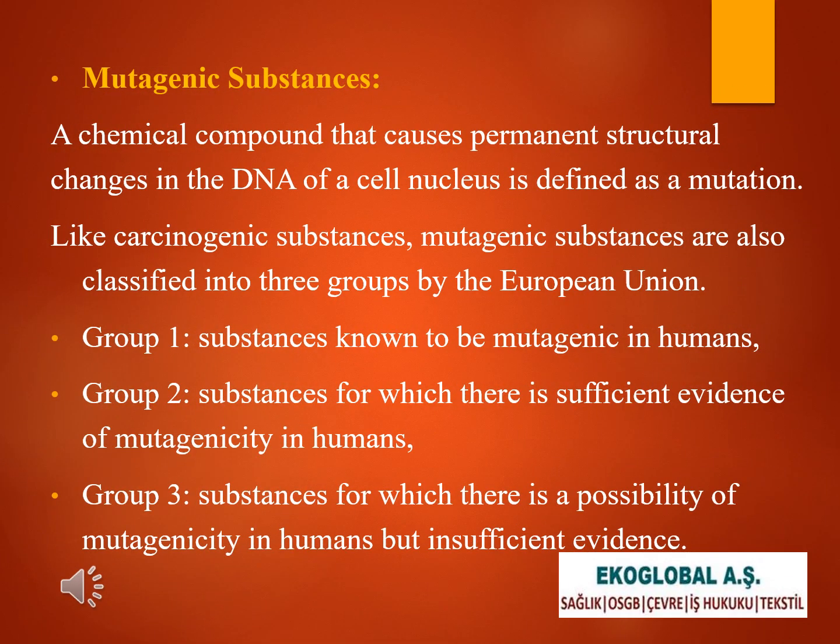Mutagenic substances. A chemical compound that causes permanent structural changes in the DNA of a cell nucleus is defined as a mutation. Like carcinogenic substances, mutagenic substances are also classified into 3 groups by the European Union. Group 1. Substances known to be mutagenic in humans. Group 2. Substances for which there is sufficient evidence of mutagenicity in humans. Group 3. Substances for which there is a possibility of mutagenicity in humans but insufficient evidence.